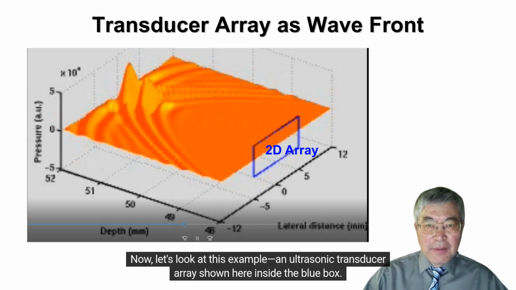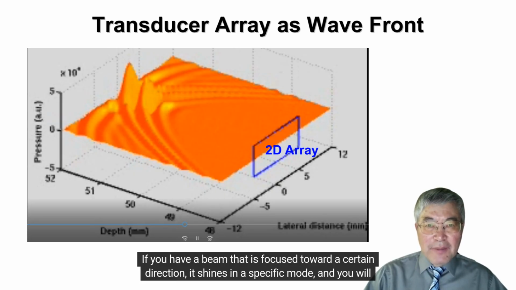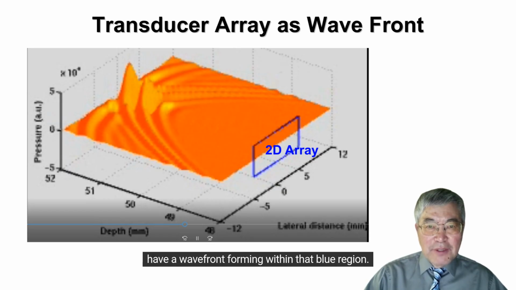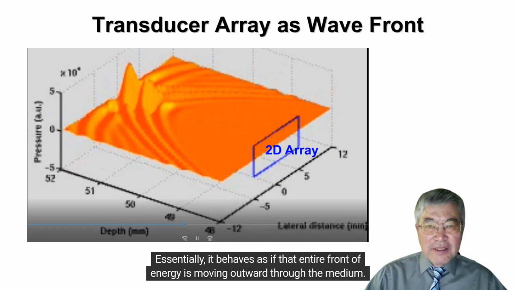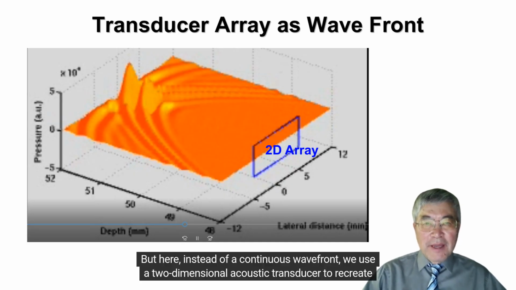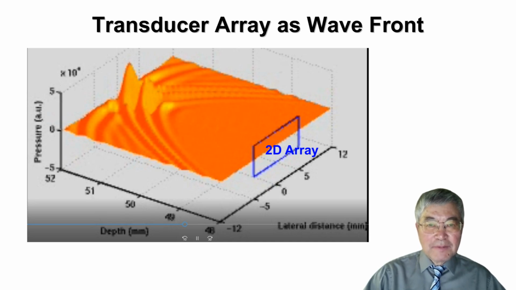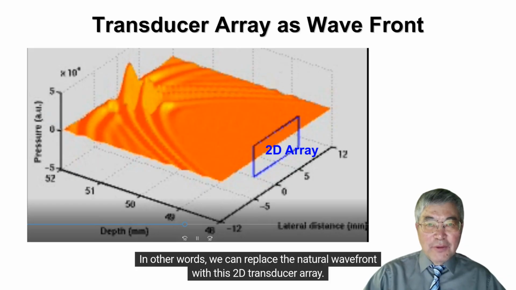Now, let's look at this example, an ultrasonic transducer array shown here inside the blue box. If you have a beam that is focused toward a certain direction, it shines in a specific mode, and you will have a wavefront forming within that blue region. So what happens to the wave? Essentially, it behaves as if that entire front of energy is moving outward through the medium. But here, instead of a continuous wavefront, we use a two-dimensional acoustic transducer to recreate that same wave behavior. In other words, we can replace the natural wavefront with this 2D transducer array.